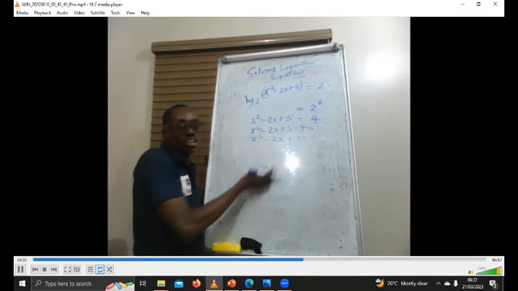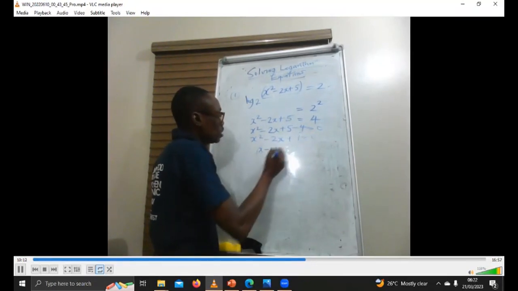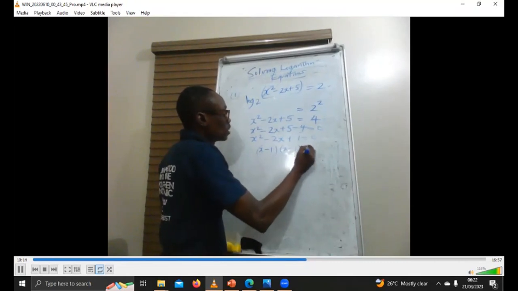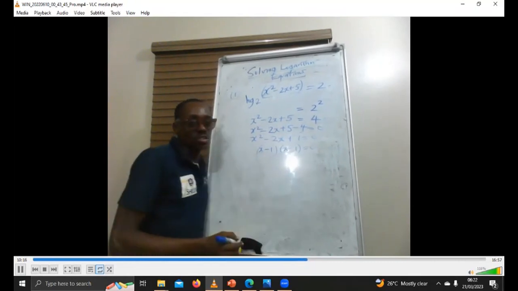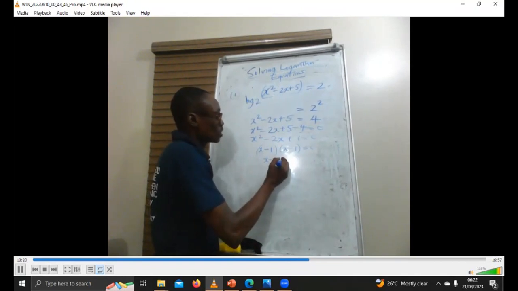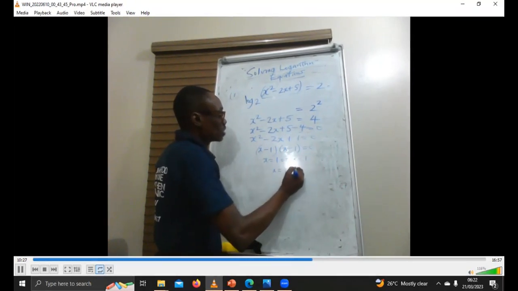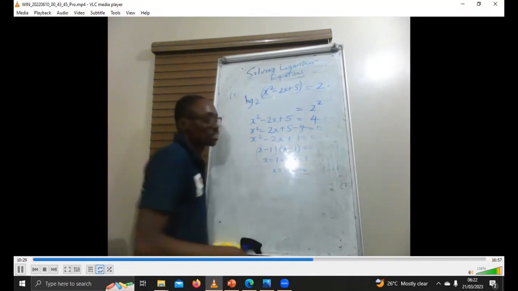So this is a quadratic equation which when you factorize you're going to have x minus 1 into x minus 1 equals 0. So at the end of the day, x is equal to 1 or x is equal to 1. So x is equal to 1 twice is the final answer.